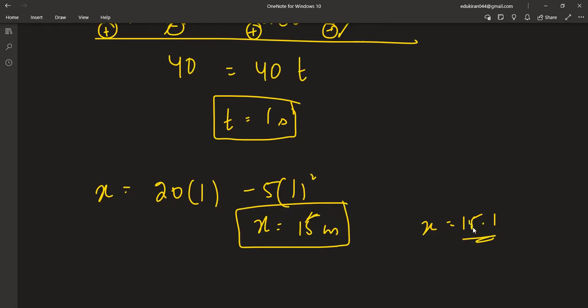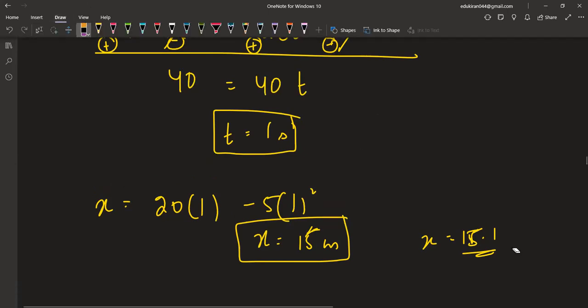It would be 15.1, 15.2, something like this. So be careful with this. Otherwise, when we round off approximately, your answer will come out to be this only. So this is something around 15.1 meters.